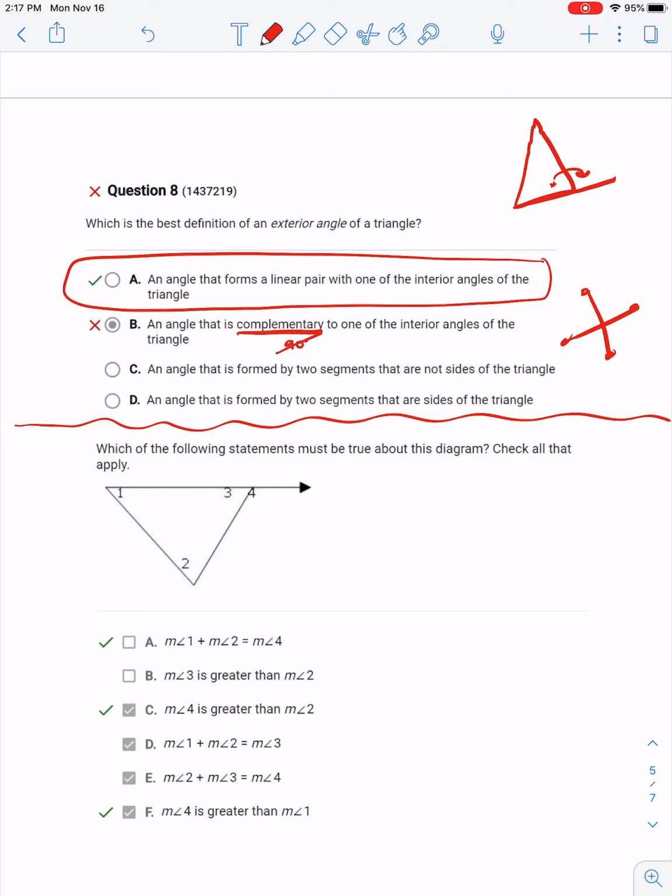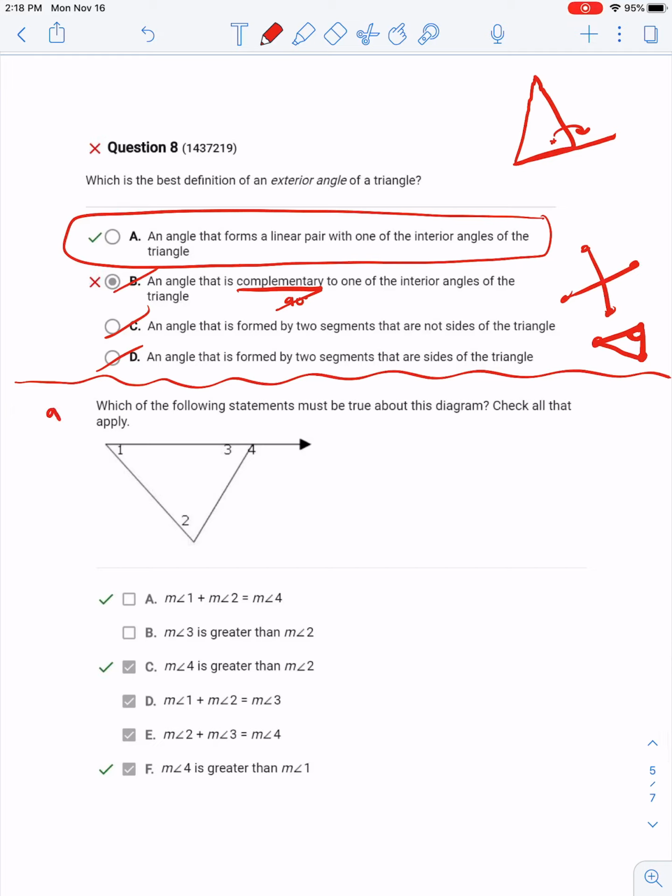D, an angle that is formed by two segments that are sides of a triangle. That would just be like this. Two segments. So here's a segment and here's a segment. Those come together at this little angle I marked. That's an interior angle. So no, none of those are good options. Okay.